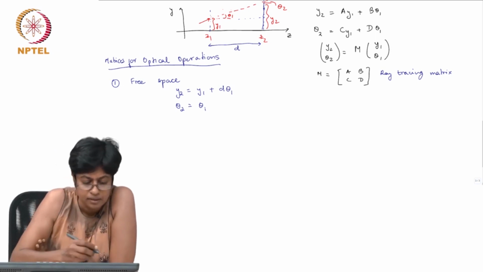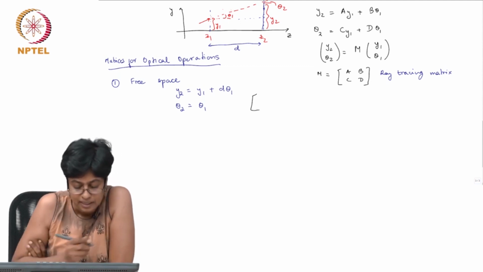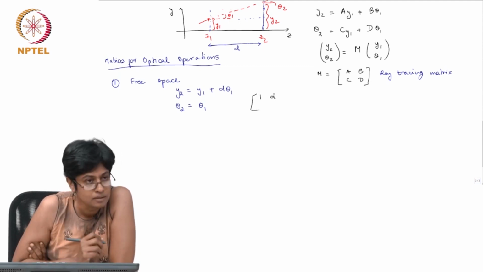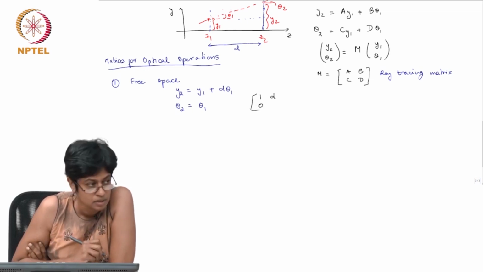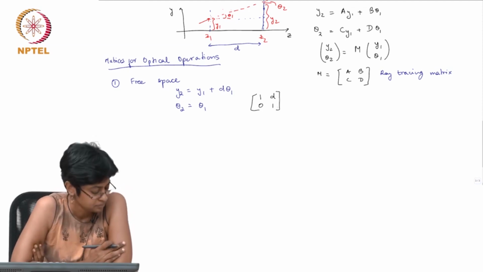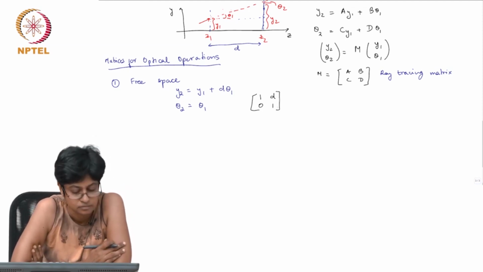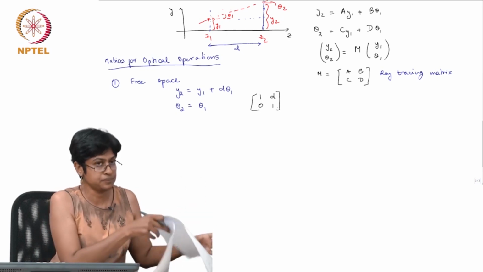If I write out my ray tracing matrix now for free space, A is 1, B is the distance travelled, C is 0, and D is 1, capital D is 1. So this is the ray transfer matrix for a ray that has travelled through a thickness D of free space, right? Okay, let's do another one.